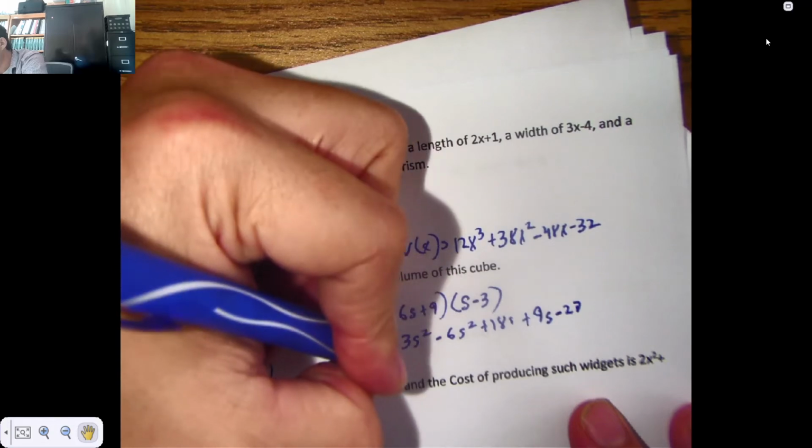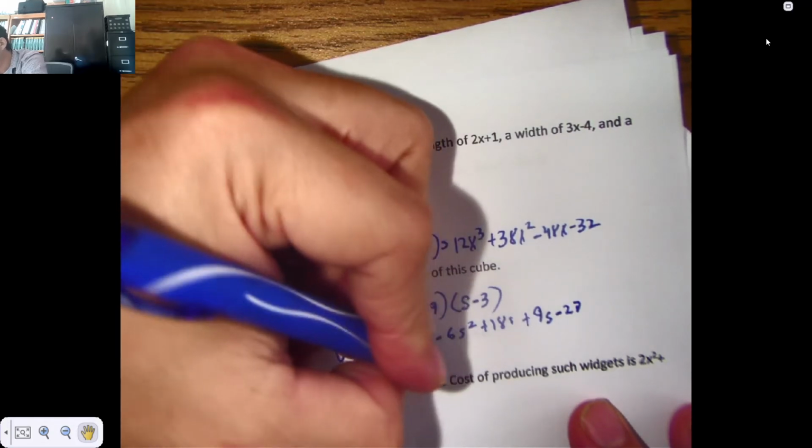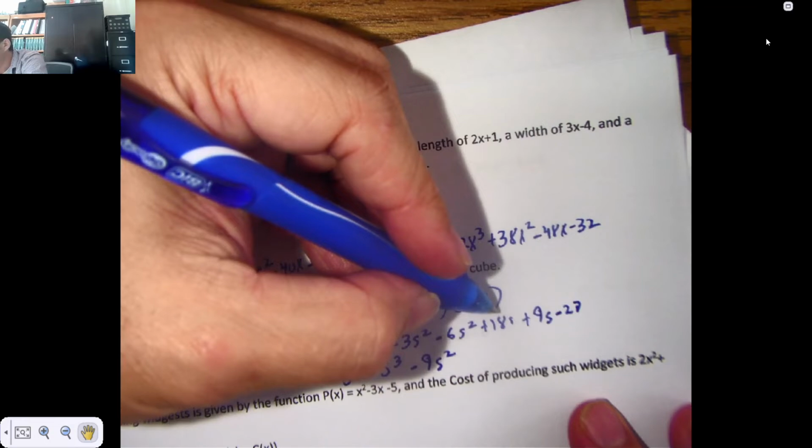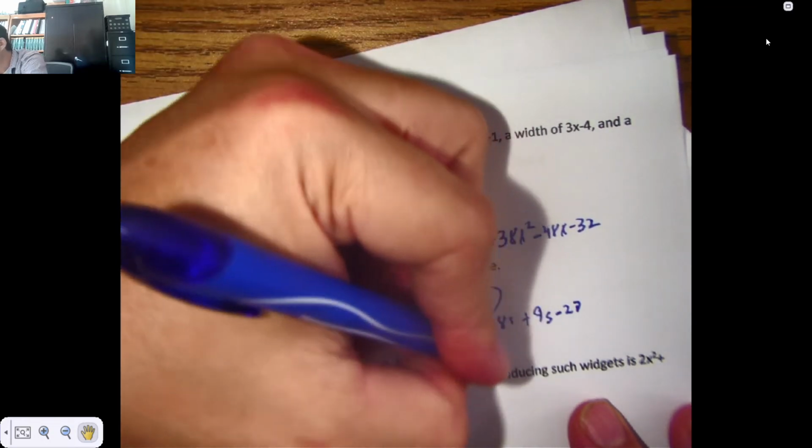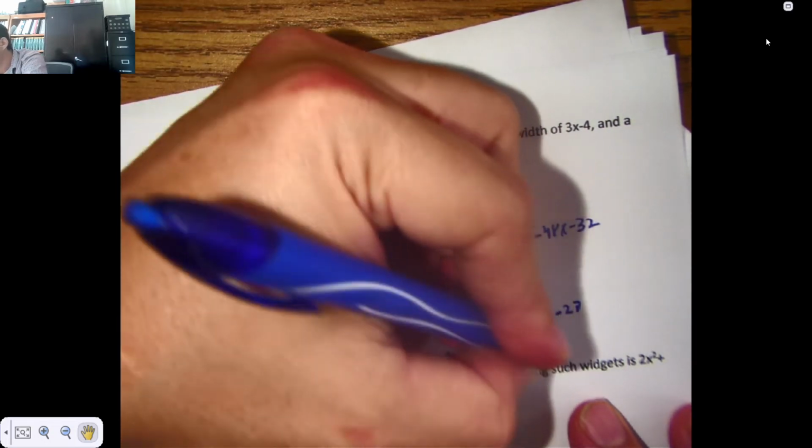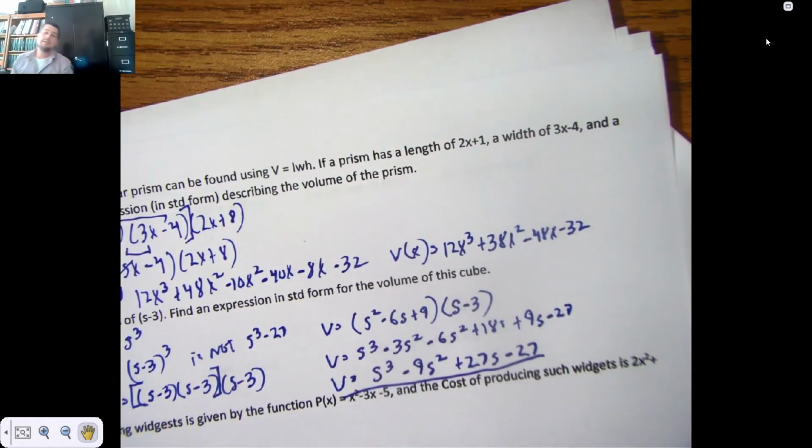We have an s cubed. We have negative 9s squared. We have 18 and 9, so plus 27s and then minus 27. And that's the volume of that particular cube in standard form.